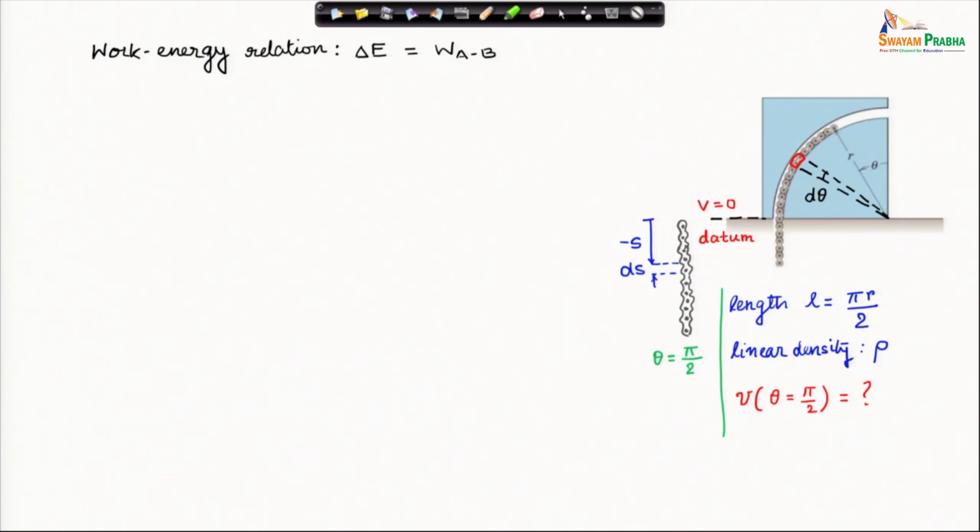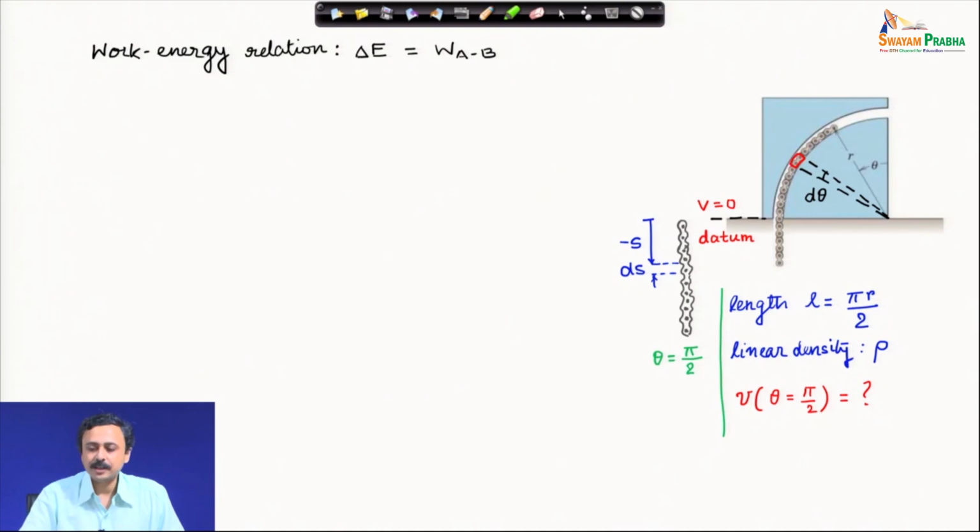We apply the work energy relation. The change of mechanical energy is equal to the work done as it moves from A to B. Now, position A is when theta equal to 0 and position B is when theta equal to pi by 2. We have to calculate the velocity of the chain when theta equal to pi by 2 in position B. Let us look at this figure that I have drawn when the chain has become vertical, that means at theta equal to pi by 2.